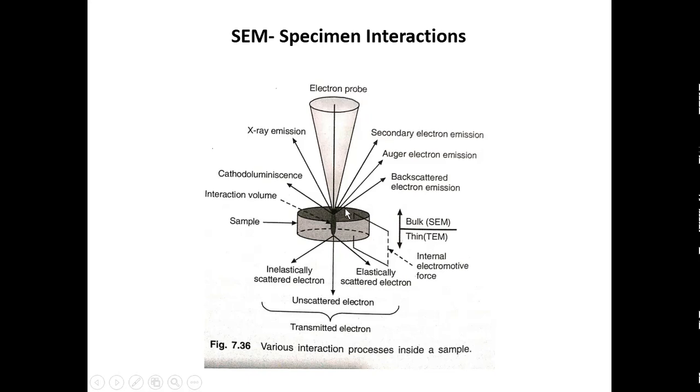And there may be X-ray emissions. There may be secondary electron emissions. There may be Auger electron emissions. There may be backscattered electrons. There may also be the phenomenon called cathodoluminescence. Then this is the interaction volume, the area through which the beam penetrates into the surface of the material, or into the sample, we say.